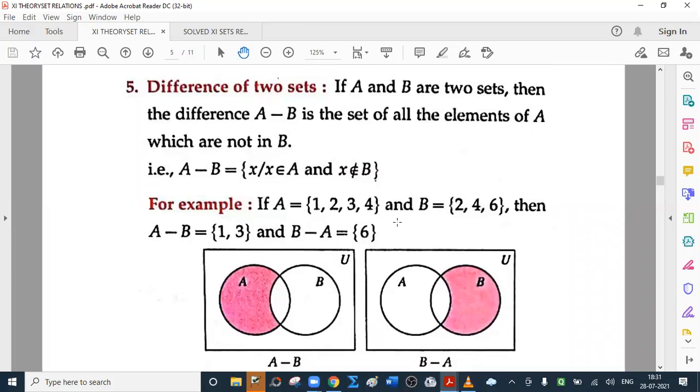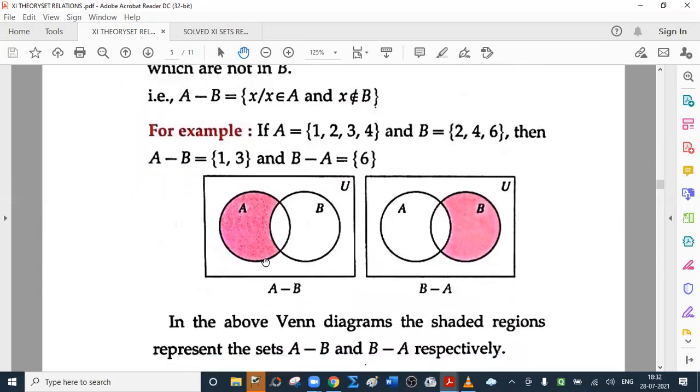If A is {1, 2, 3, 4} and B is {2, 4, 6}, then what is A minus B? Can I consider 1? Yes. Can I consider 2? No, it belongs to B. 3? Yes, it doesn't belong to B. 4? No, because it belongs to B. So A minus B is {1, 3}. Don't say B minus A, taking minus as common, not in that sense. So what is B minus A? Elements in B which are not in A, only one element.